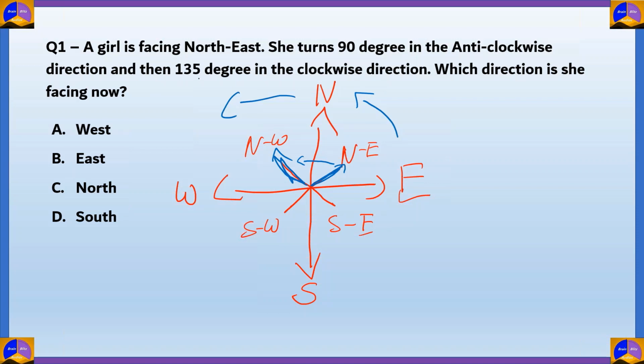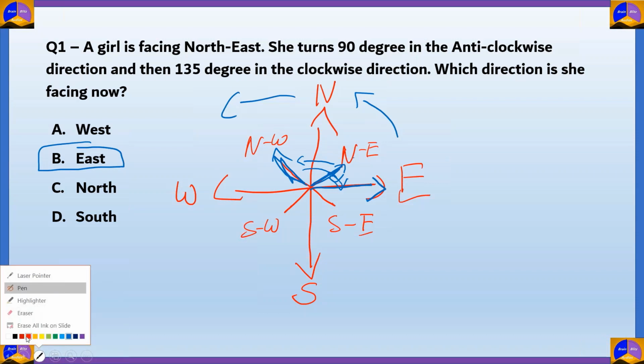Now, and then 135 degrees in the clockwise direction. Now 135 is equal to 90 plus 45. So 90 degree equals a full turn to the next direction, plus 45 degree means the half of 90 degree. So from northeast to east till here. So which direction is she facing now? Now, this time she's facing east. So the correct option is B, east.